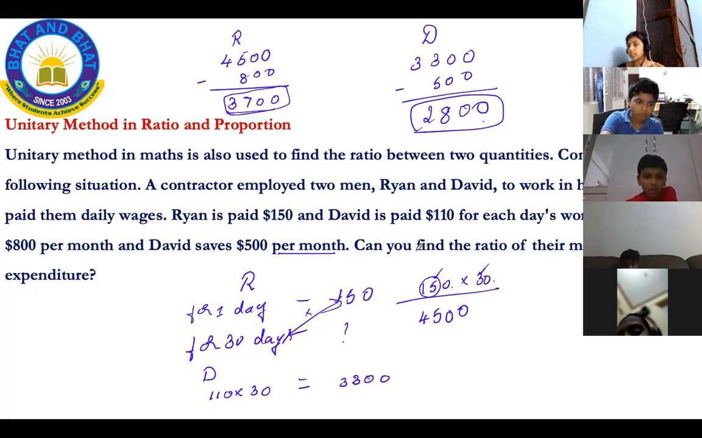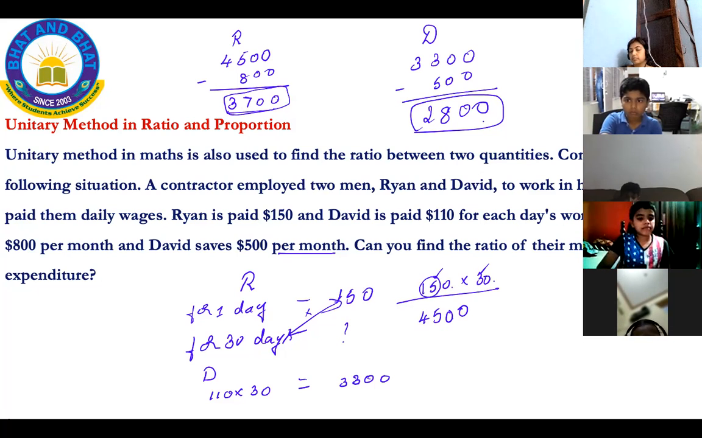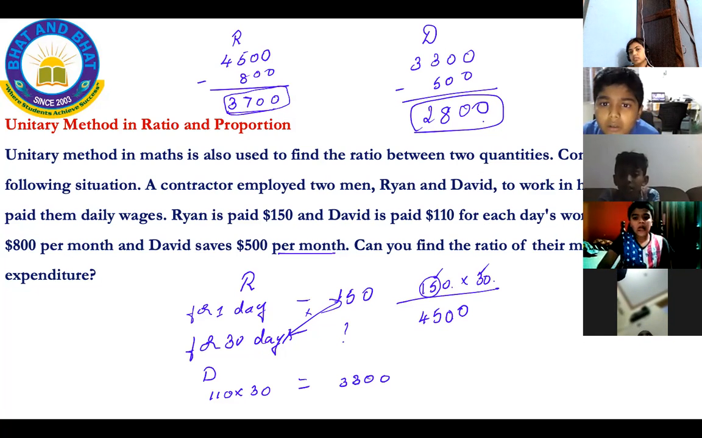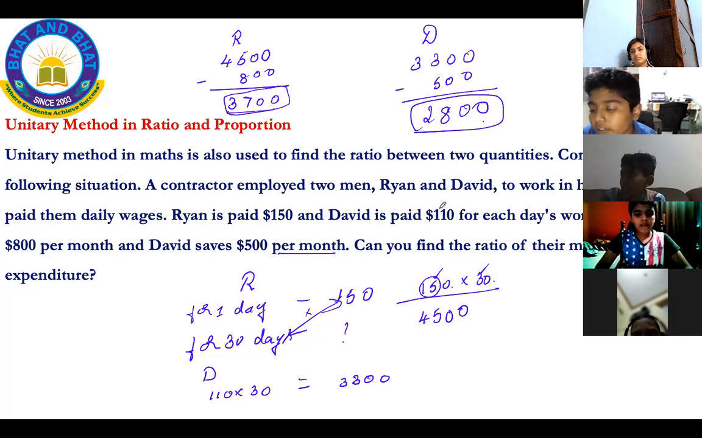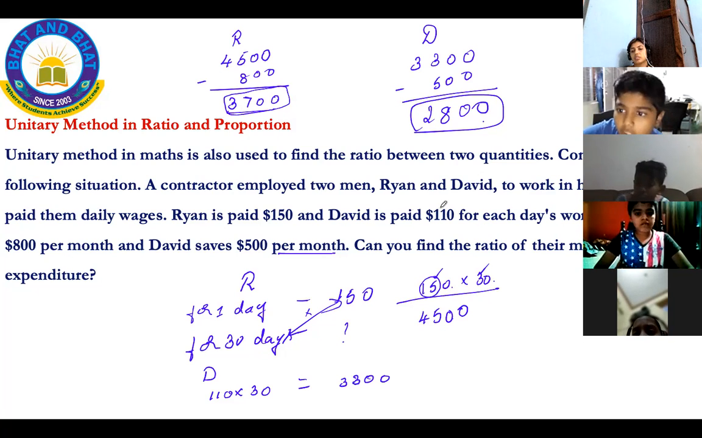Now, they are asking 800 means leaving that, no, ma'am? Leaving that, he has spent 3,700. Ma'am, if you subtract, 3 will be converted as 13, and if you subtract 5, you will get it. Okay, got it, ma'am. Any doubt? Nothing, ma'am.